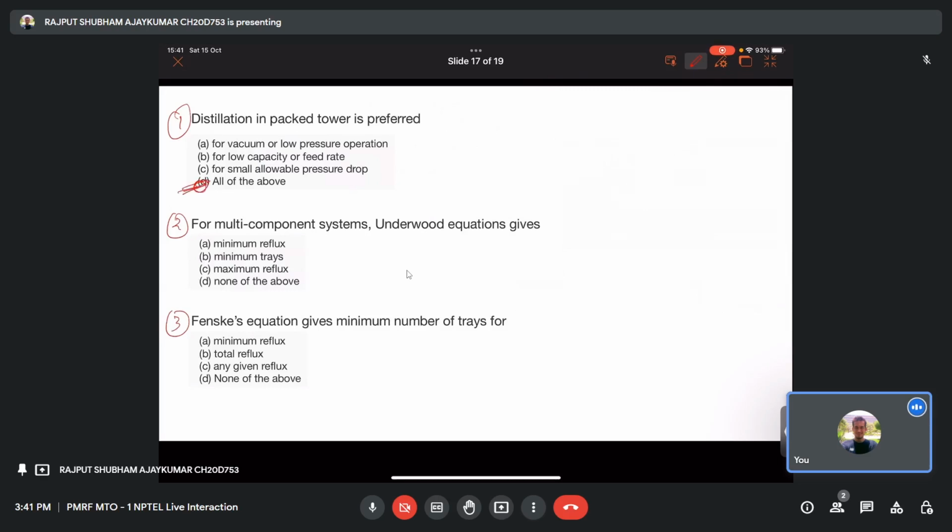It should have a low pressure drop. It should be used for the low capacity of the feed rate, and it can be used for low pressure operation or for vacuum operations. The second one is for multi-component systems.